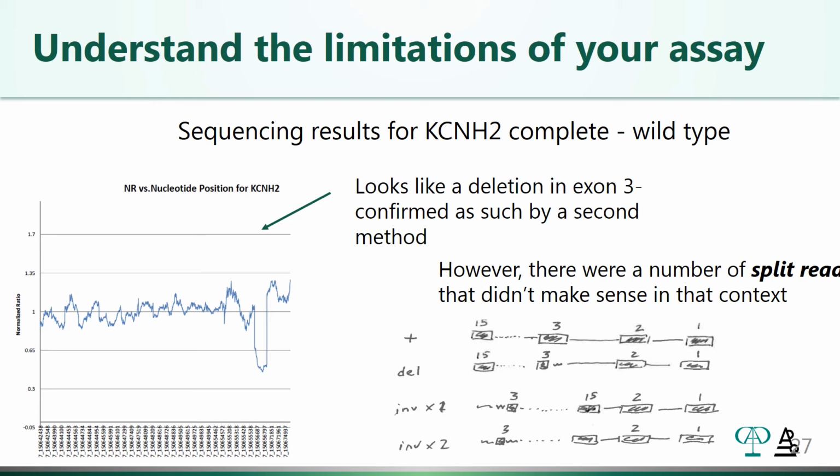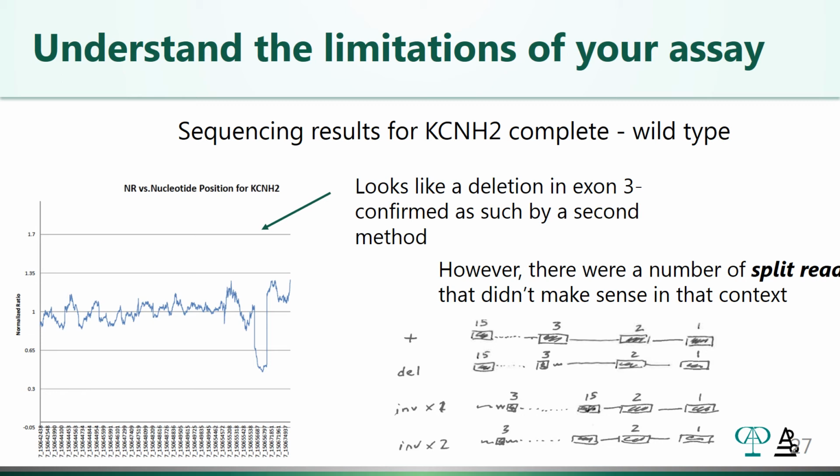However, when we actually looked at the split reads, these are reads that go over the breakpoints of this deletion, and they're called split reads because part of the read is reading correctly, and then the other part of the read is kind of dangling in the wind because of this deletion on some of the molecules. When we looked at those split reads and tried to make sure that we could see the breakpoints, they didn't make a lot of sense.